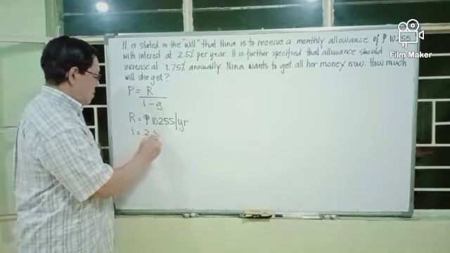And the will specifies that the allowance should increase by 1.75% annually. And so this 1.75 is our G in this formula. We convert 1.75% to decimal by dividing it by 100, or simply moving the decimal point 2 places to the left, and we get 0.0175.